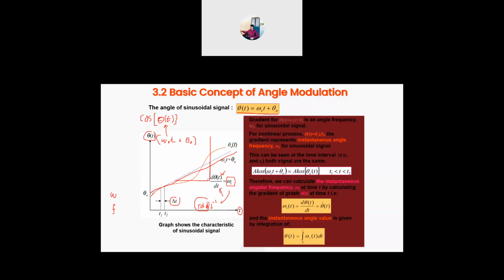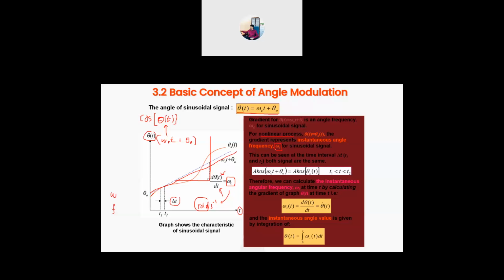For a non-linear process, θ(t) equals θx(t), and the gradient represents the instantaneous angular frequency ωi for the signal. Instantaneous means you are going to have different values of ωi at different times. You cannot have the same ωi across all times.